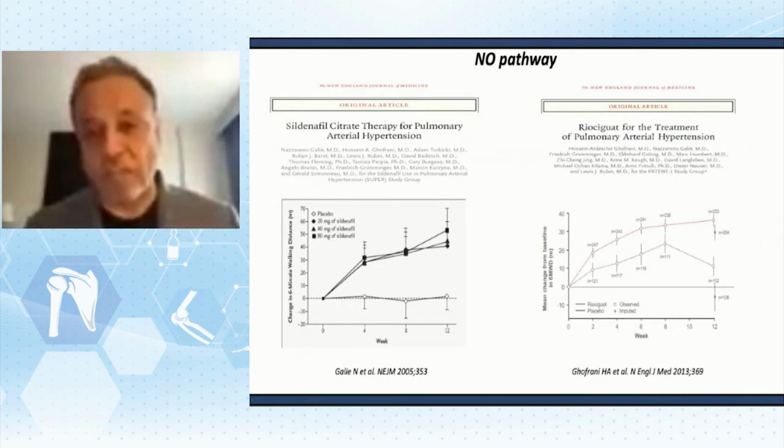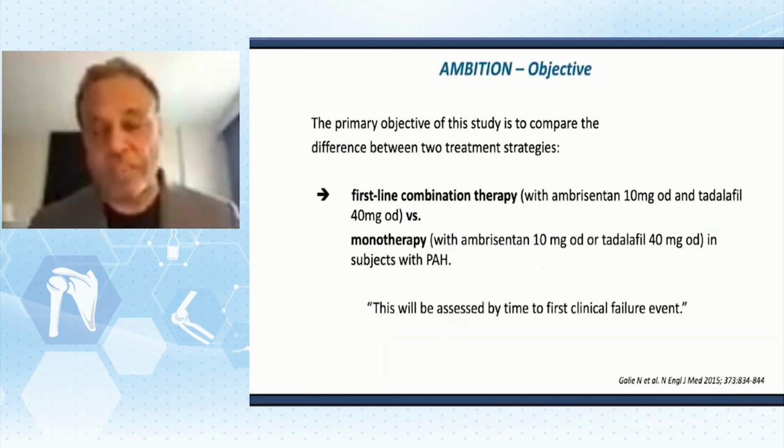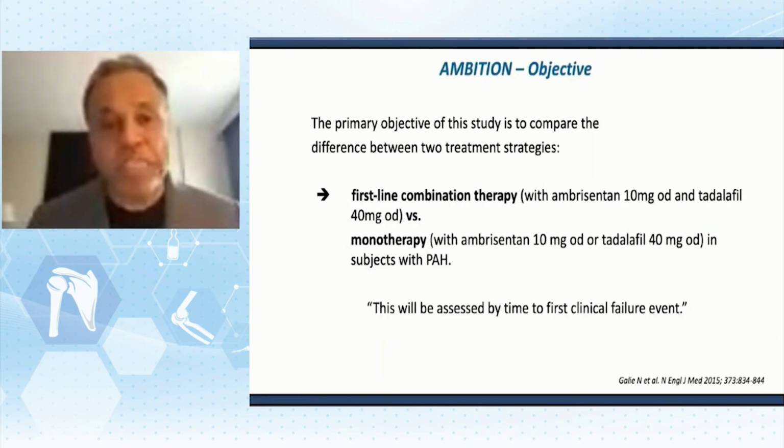And finally, we have Riociguat, which is another nitric oxide molecule working to stimulate the soluble guanylyl cyclase enzyme, leading to the accumulation of cyclic GMP. Again, it was significantly superior to placebo in improving the 6-minute walk distance in patients who had pulmonary arterial hypertension.